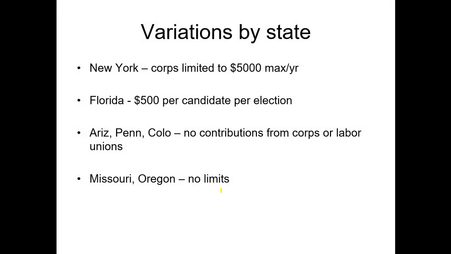Some states have already got various things in place. New York corporations are limited to $5,000 max per year. Florida has a $500 per candidate per election limit, and a few states allow no contribution for corporations or labor unions. So we've got quite a dramatic mix here. Missouri and Oregon have no limits at all. So that's part of our federalist system, is that states vary from one to the next to determine how they want to handle their own campaign finance and elections.